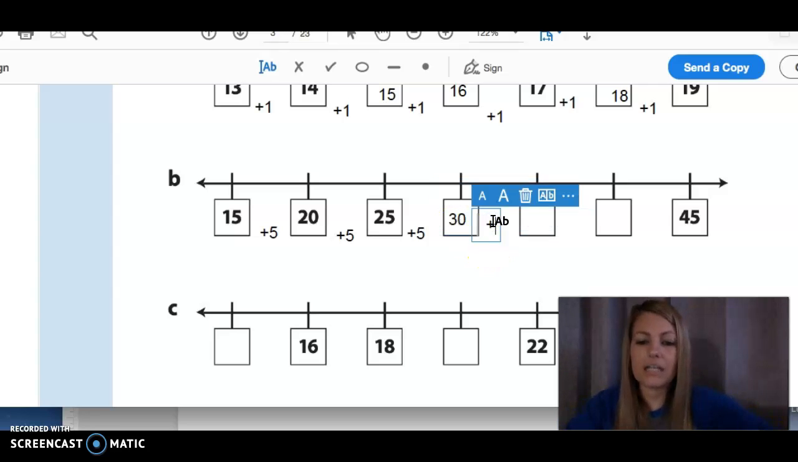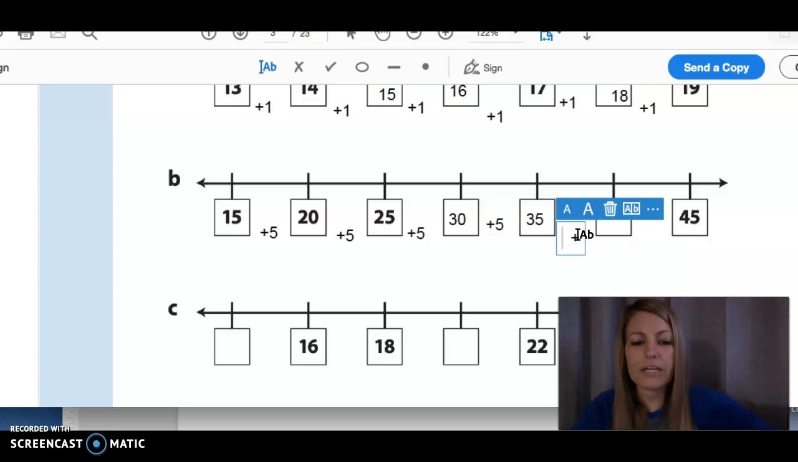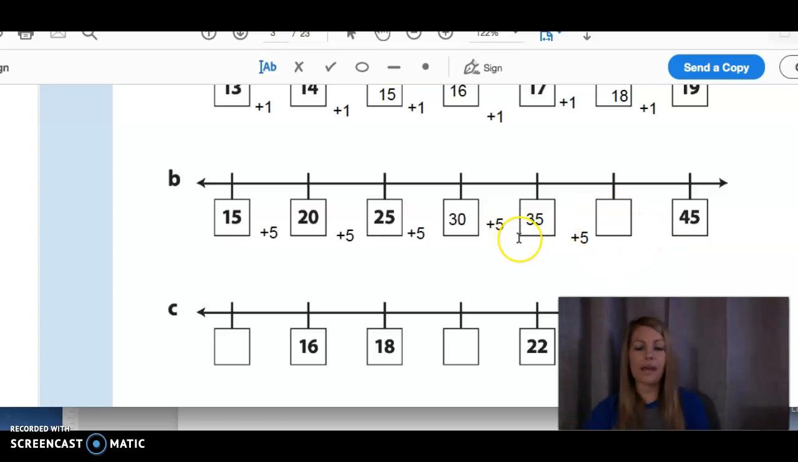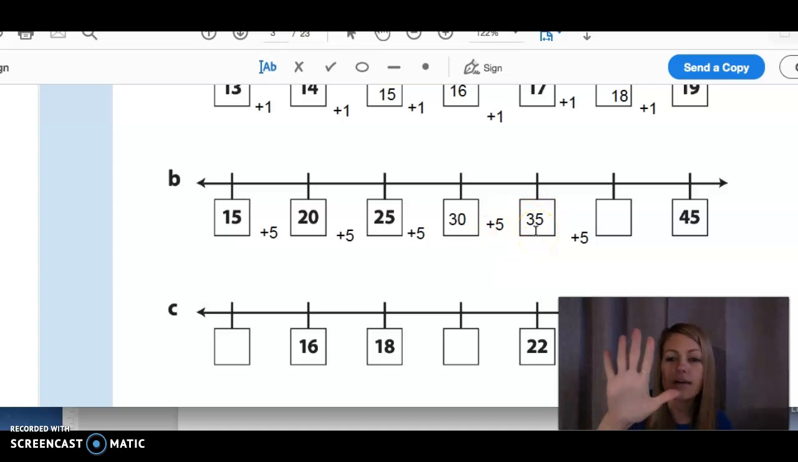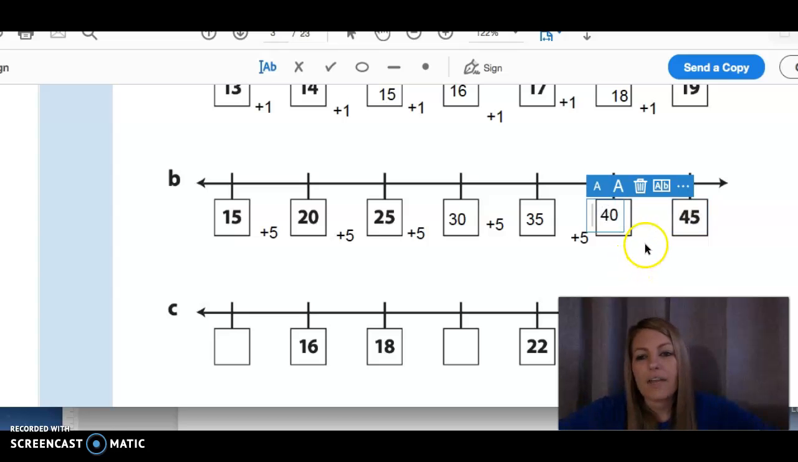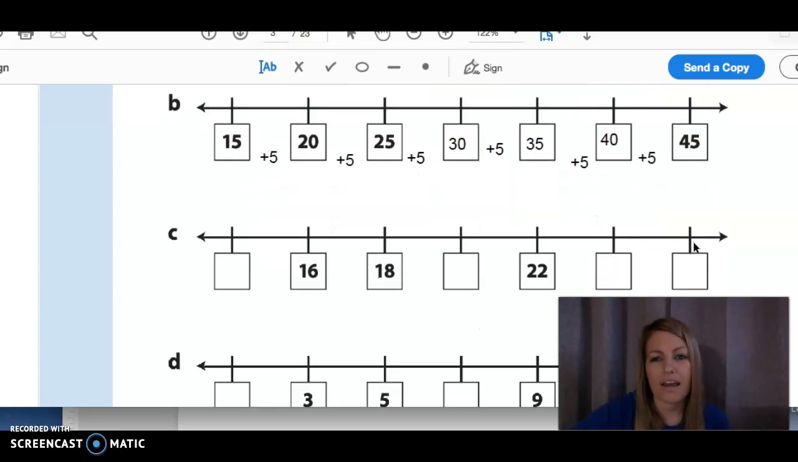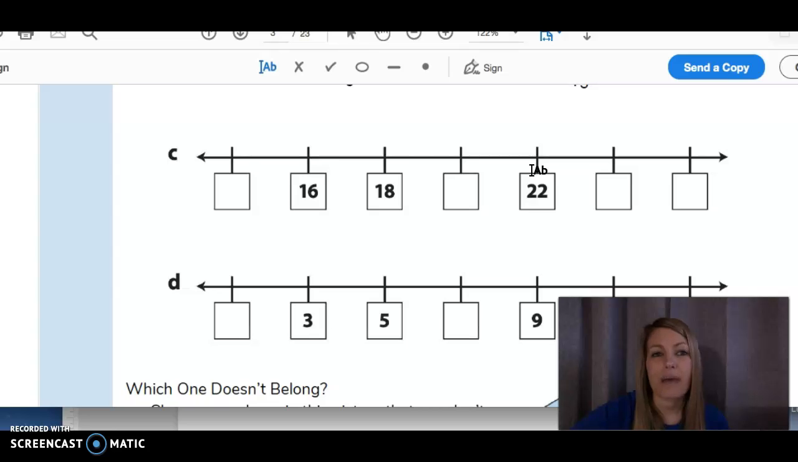30 plus 5 would give us 35. 35 plus 5 would give us what? Okay, I'm going to give you a second to fill that in. If you have 35, add 5 more. 35, 36, 37, 38, 39, 40 is what we're looking for in this box. And 40 plus 5 is 45. So for number line B, we had a plus 5 pattern.